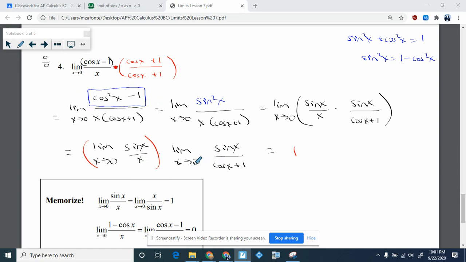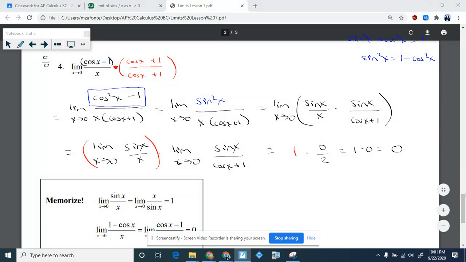And this, hopefully we can do. You're going to get sine of 0. Uh-oh, getting nervous now, right? That's going to be 0 over cosine of 0 plus 1. Well, that's 1 plus 1. That's 2. This is not a problem. 0 divided by 2 is 0. So 1 times 0 is 0. And so it turns out that this limit here is just 0. And that's us using the conjugate with trig functions, which is really, really neat.